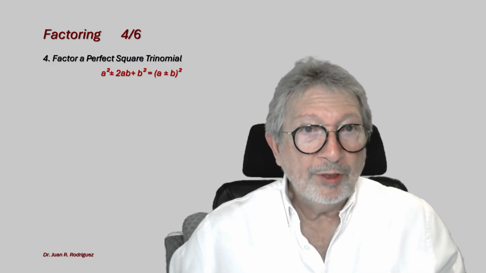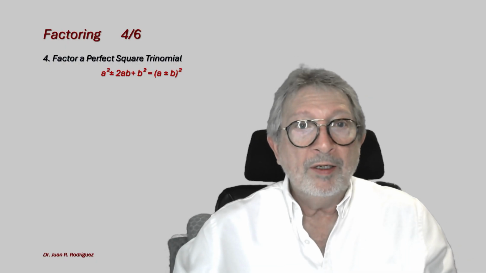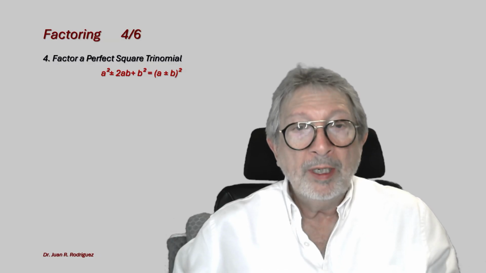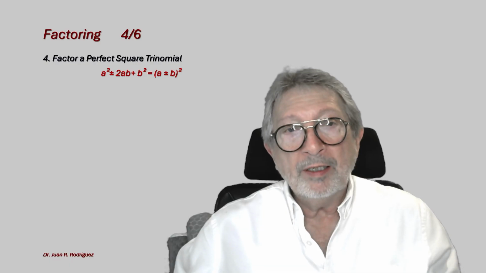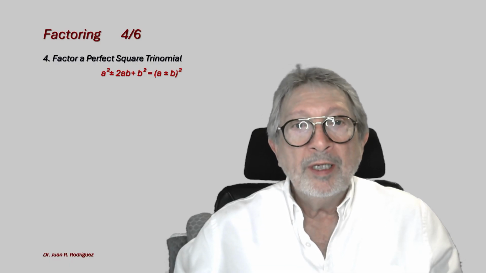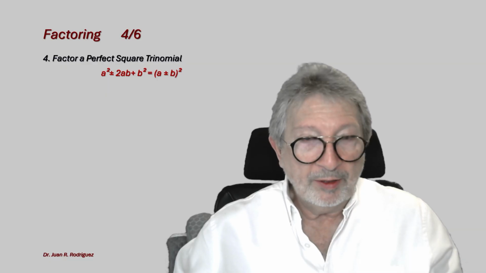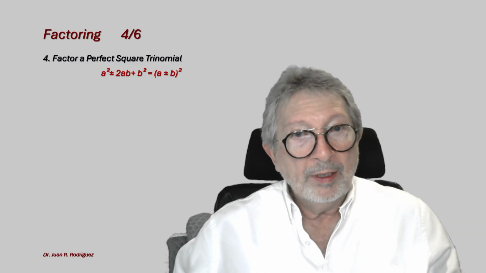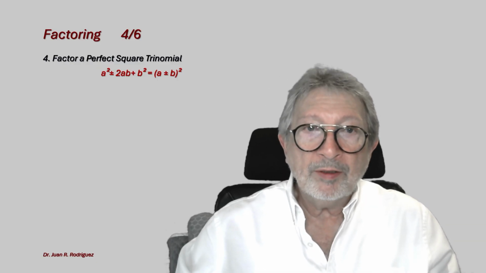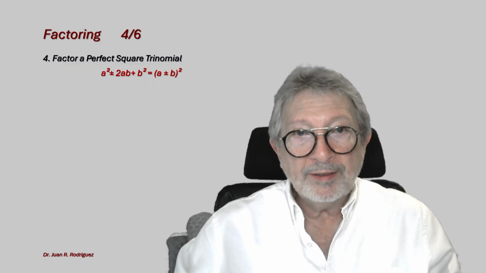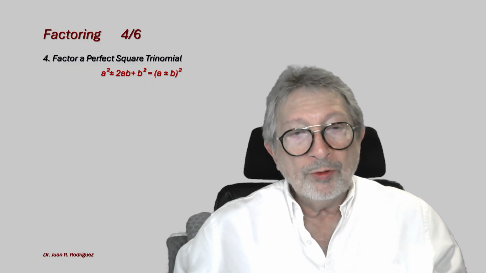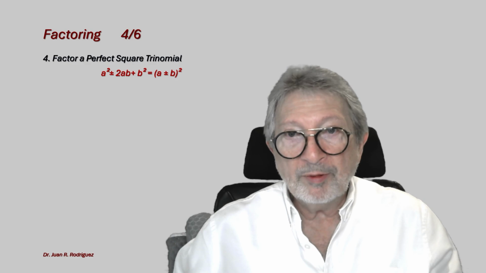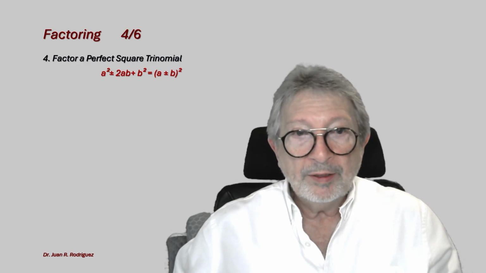Okay guys, let's continue. Now the turn is for factoring a perfect square trinomial. It's a case where the first term is a square and the last term is a square also, and the central term is 2 times the first term by the second term. That's the solution. We are going to work immediately a group of exercises that represent the perfect square trinomial.